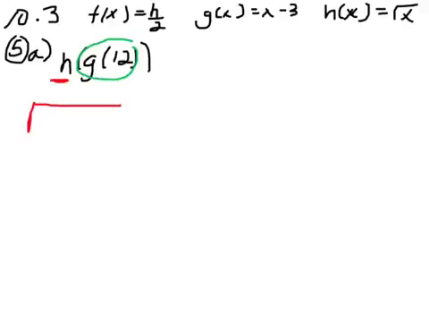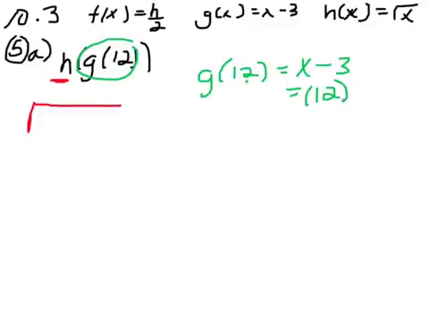So let's go off to the side. What is g of 12? It's like there's two parts to this. G of 12 means go get the g function, which is x minus 3, and plug in. Remember that when they put a number in here, they're telling you what to plug in for x. You're plugging in x is 12. So what is 12 minus 3? It is 9. So what this tells me is that g of 12 is 9.